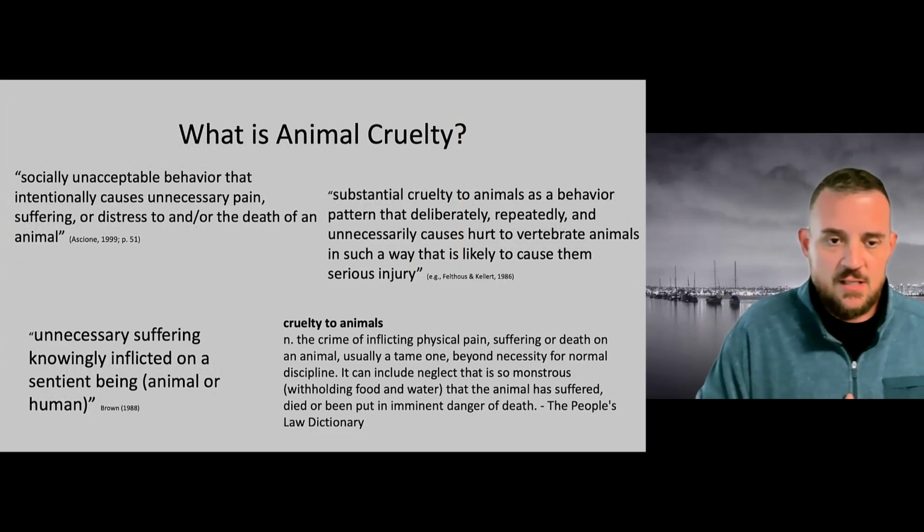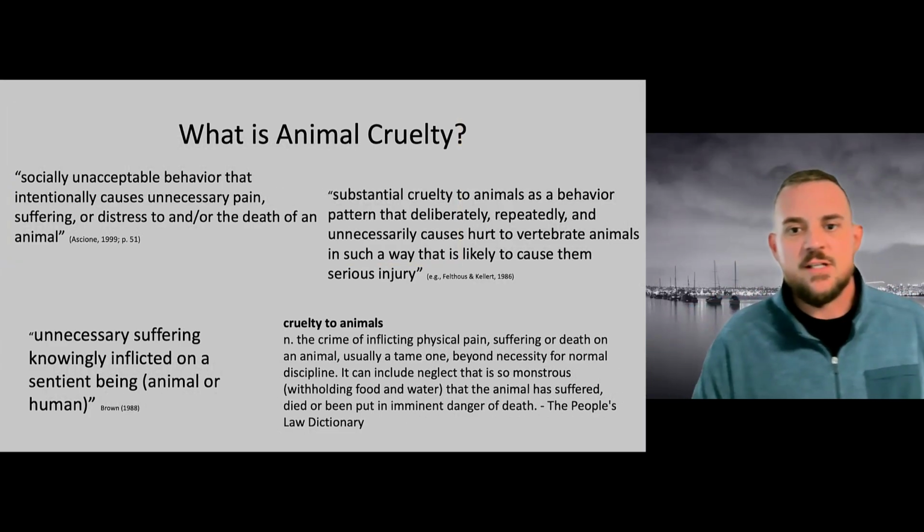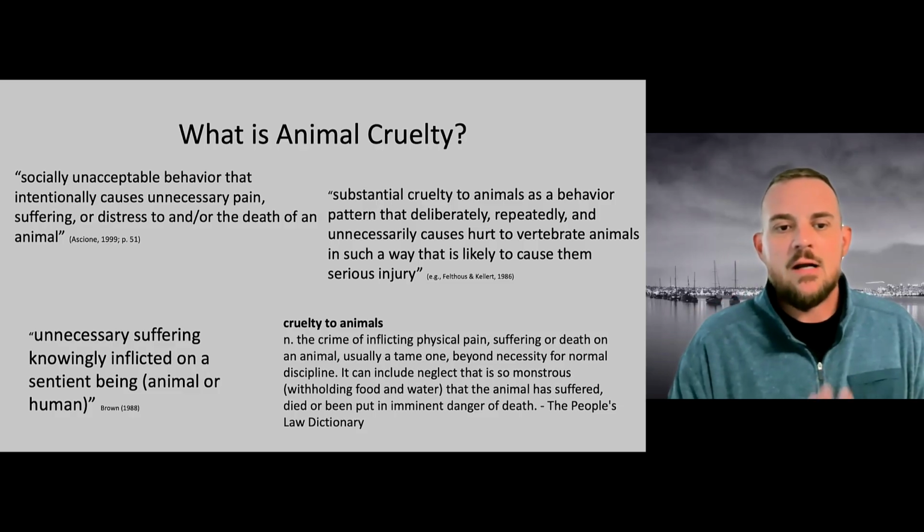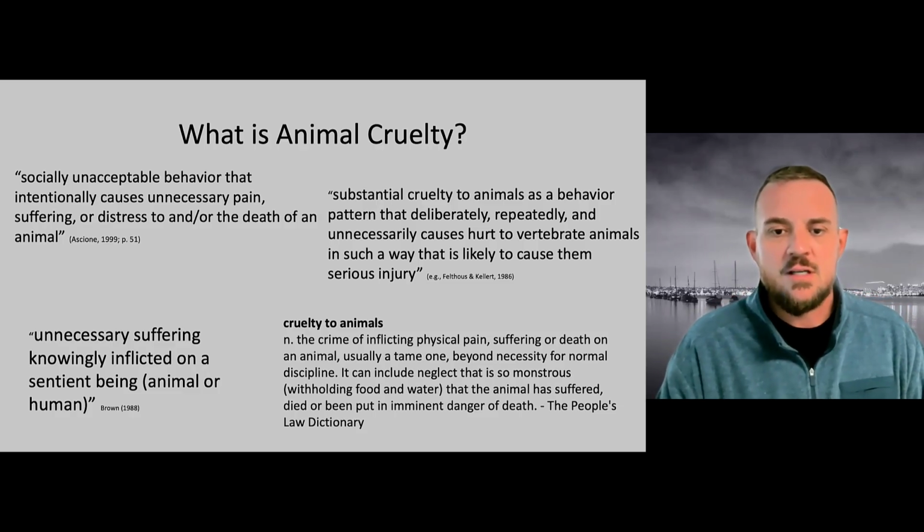So for me, with Ascione's definition, one of the struggles that I have is that it requires intention. It says behavior that intentionally causes unnecessary pain. And animal cruelty and animal neglect can come into play without intent. Failing to do something, refusing to do something, not doing something can also cause suffering and pain. So the requirement of there being intention doesn't sit well with me. Also, socially unacceptable is really ambiguous. What's socially unacceptable to you may not be socially unacceptable to me, and vice versa. So that subjective nature of this definition makes it hard for me to hold tightly as a good definition.